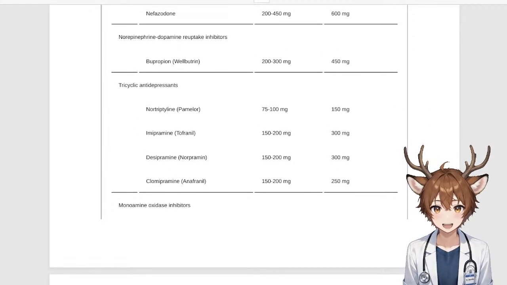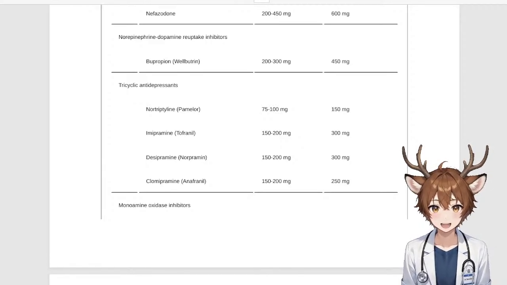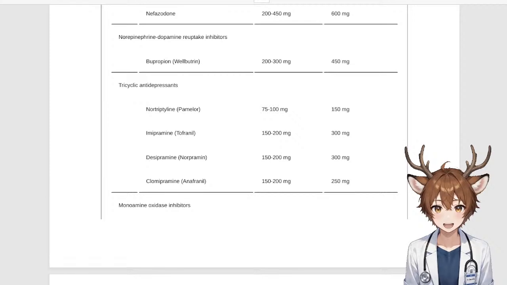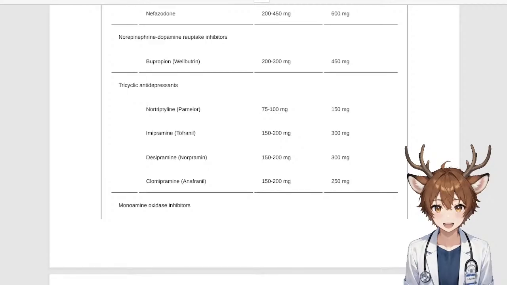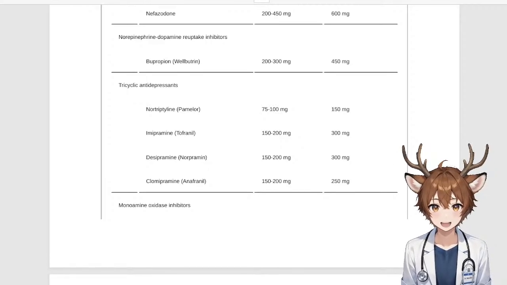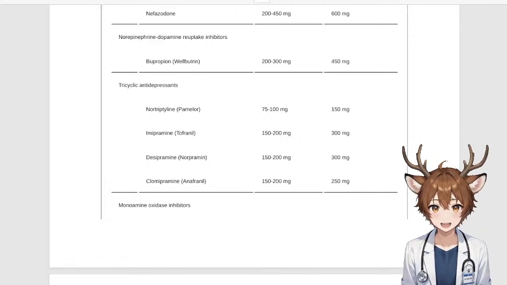The normal, let's talk about nortriptyline, or Pamelor. The normal is 75 to 100. The extreme is 150. Imipramine, also called Tofranil. The normal is 150 to 200. The extreme is 300. Desipramine, or Norpramin. The normal is 150 to 200. The extreme is 300. Clomipramine, also called Anafranil. The normal is 150 to 200.